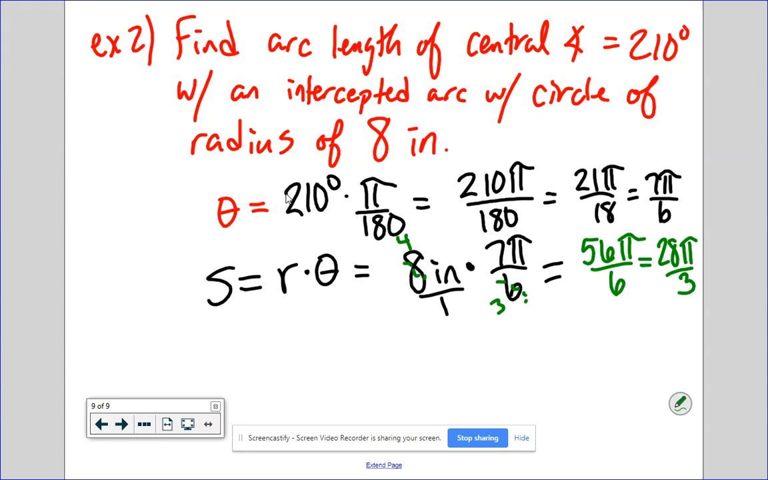Now, some of you said, well, I think I did it wrong, and you took that down to 9.3 repeating pi. Do I care if you do that? Not really. Is that not saying the exact same thing? Yes. 9 1/3 is 9.3 repeating. That's fine. Personally, I want it left like this, or if you're going to take it to a decimal, take the whole thing to a decimal. So 28 pi divided by 3 is 29.3, and what's my unit? Inches.